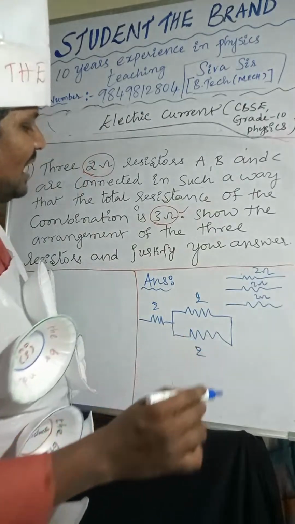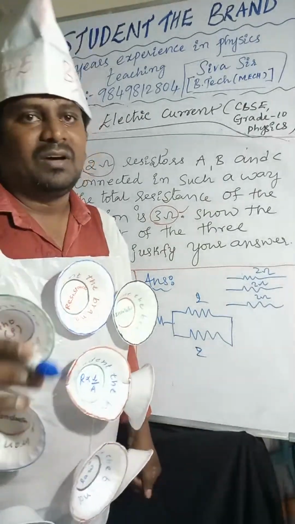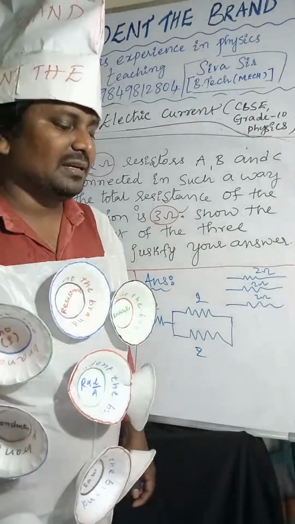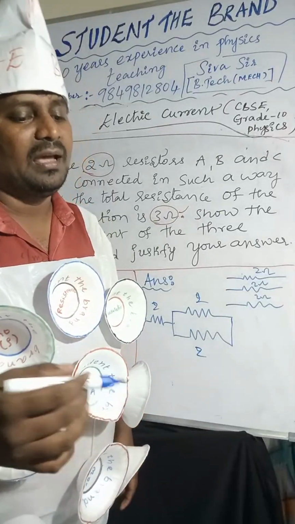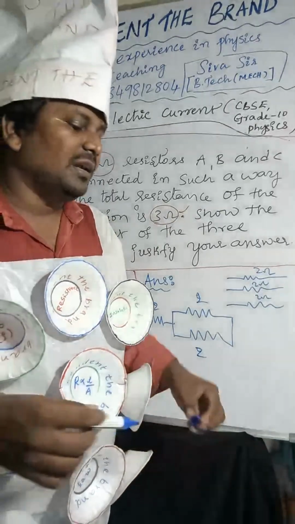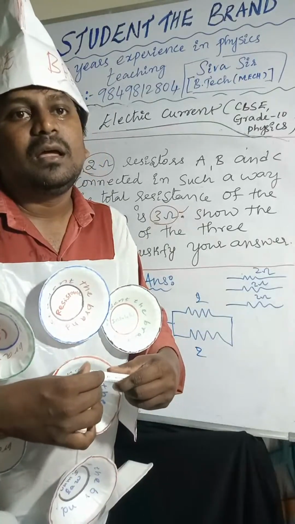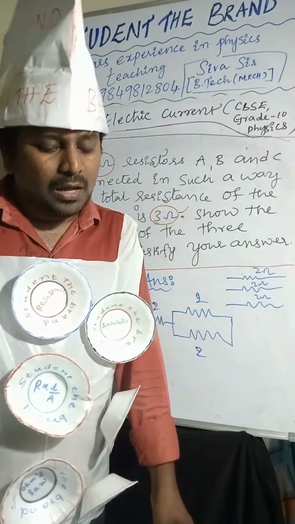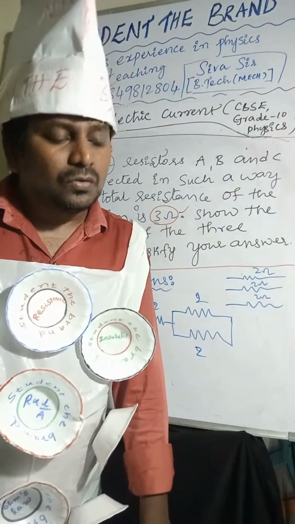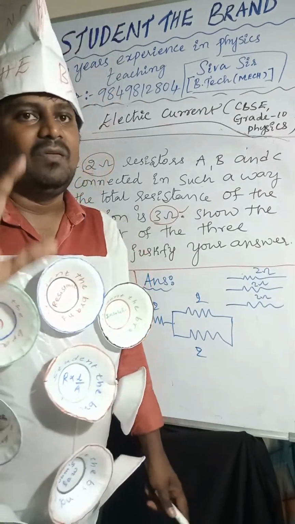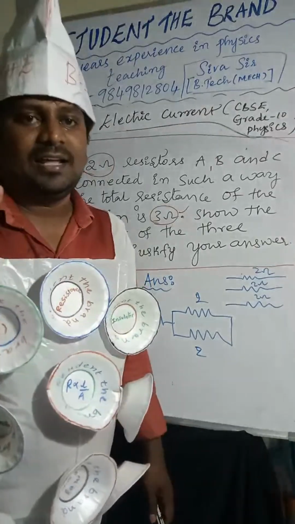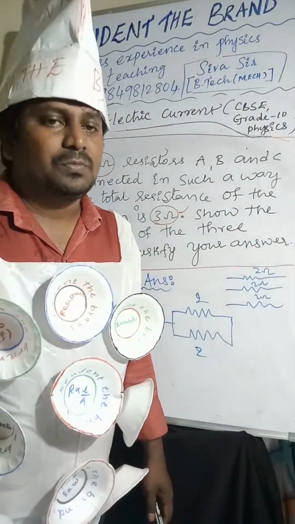Sir, one person said the answer directly: 2 in parallel, 1 in series. But if I don't know the answer, how to do it, sir? I will tell them a small logic.